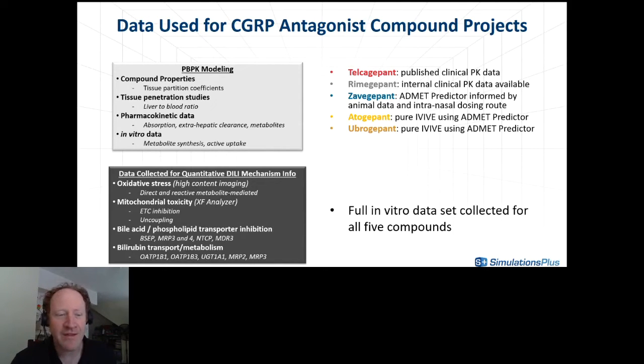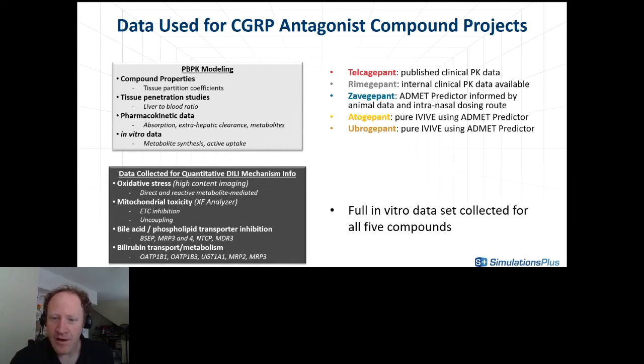In terms of the PBPK, there's some differences. Telcagepant was well published before it failed, so there's a pretty good amount of external data there, and we didn't really have to worry about a lot of extrapolation. We could pretty much represent it straight out of the literature and do a pretty good job with it. For rimegepant, there was internal clinical PK data available, not publicly available, but the client made it available to us and we were able to build a PK model for rimegepant.